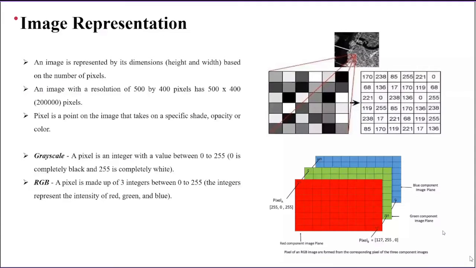Whereas a color image is a combination of 3 channels: red, green, and blue. In each channel, each pixel will have a number from 0 to 255. And all these combinations are combined together to form a color image.